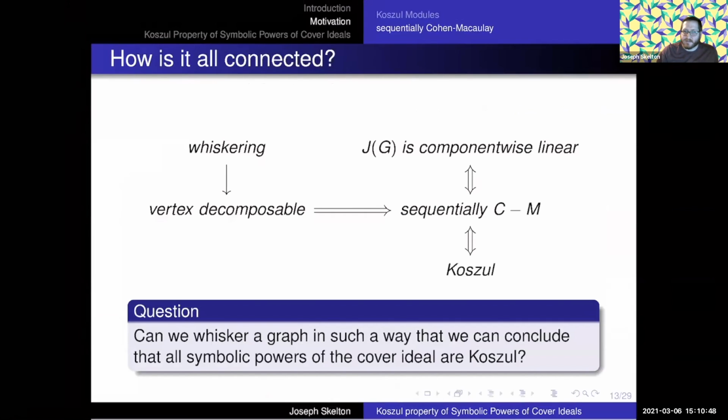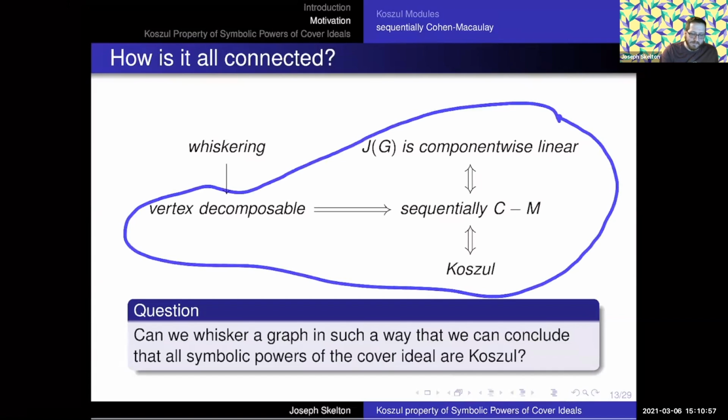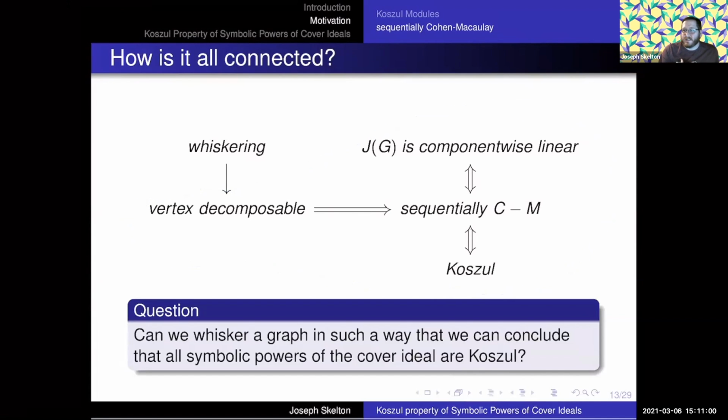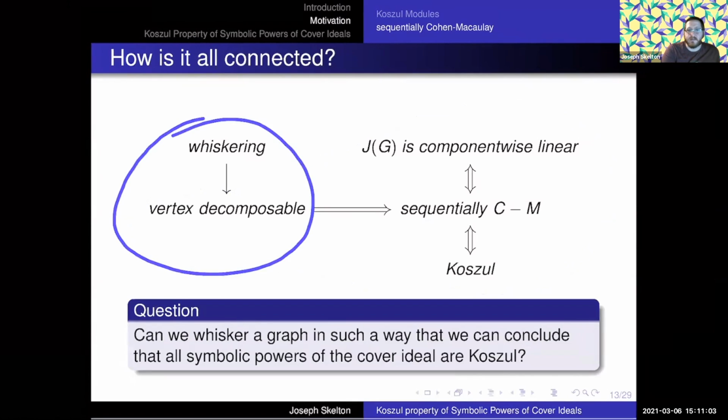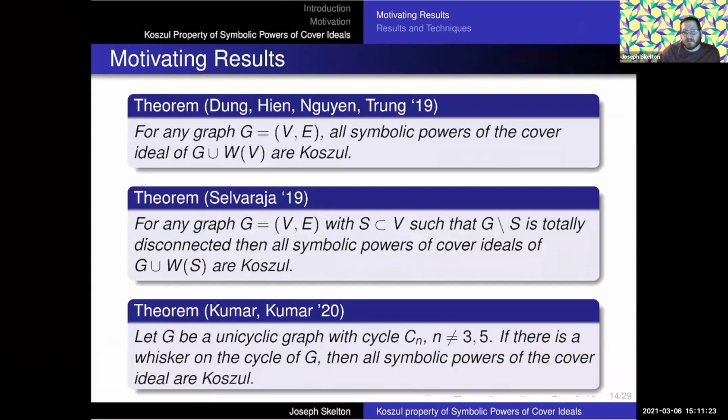So here's what this all looks like. What I basically want to do is show that whiskering a certain subset forces vertex decomposability, and then I get all the cool stuff that I want. So the question is, can I whisker a graph in such a way that the symbolic powers of the cover ideal are Koszul? The answer is, yeah, in certain situations. So here are a few previous results.